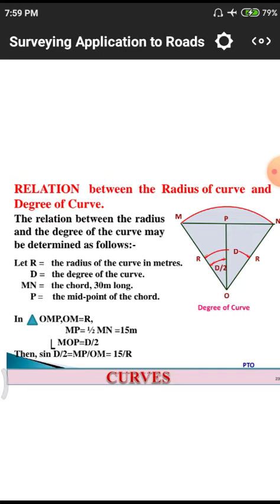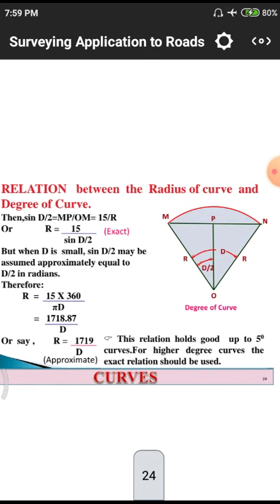This is the normal notation. After that we have these angles and their nomenclature. Continuing the same part, sin D by 2 equals MP by OM, opposite side by hypotenuse. MP equals 15, OM equals R.